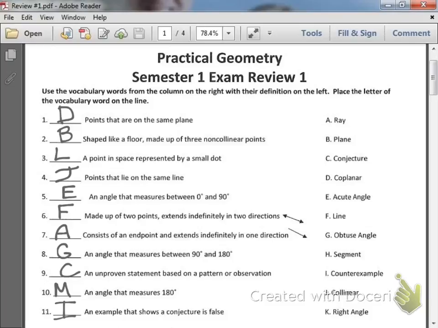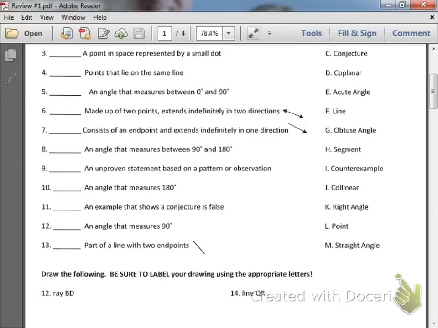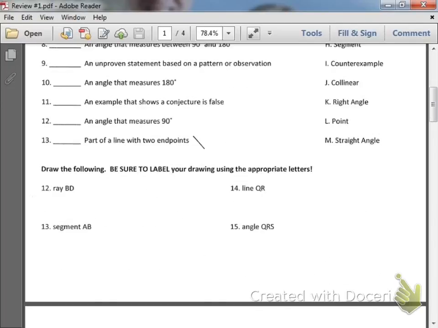There's still 2 more I need to fit in there. Everybody good? We'll finish the last 2. No, there they are. Alright, so we still had number 12, an angle that measures 90 degrees. That's K, good. And then part of a line with 2 endpoints is called a line segment. That's H, very good.